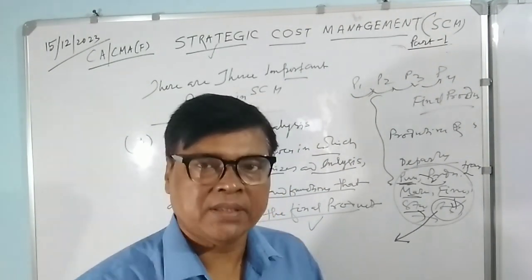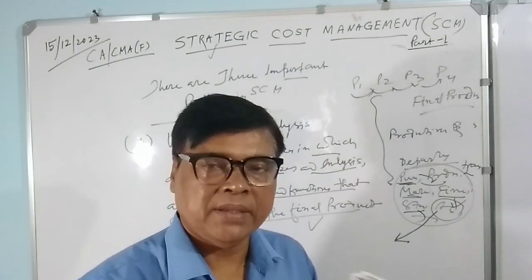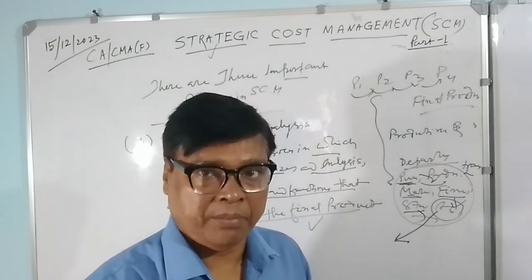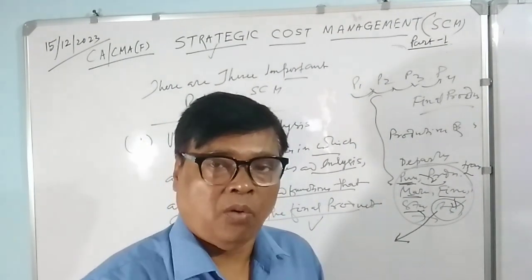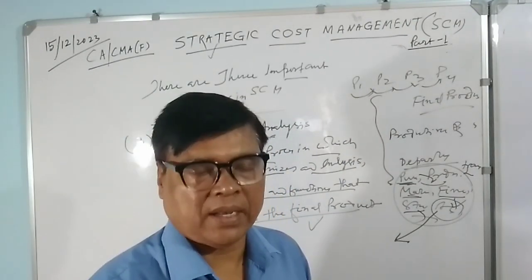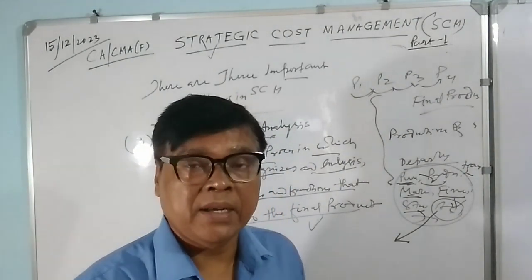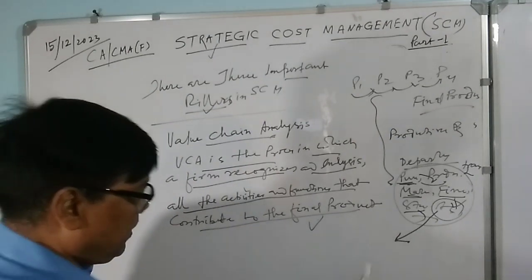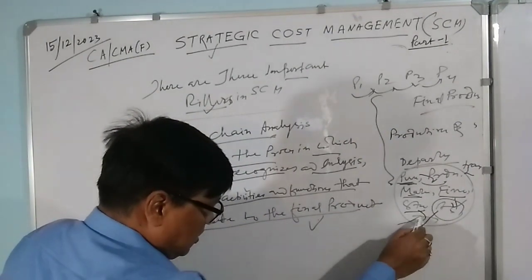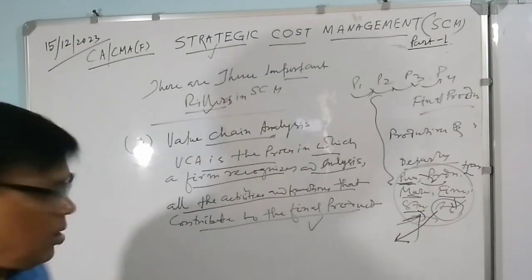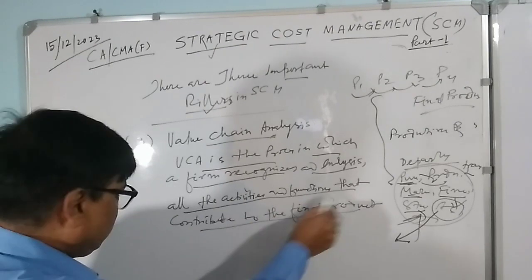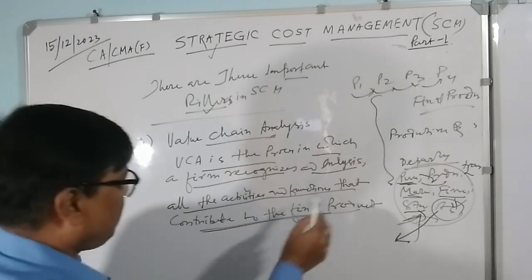It is a harmonious system. One department is a chain reaction with the other department. Unless and until all the departments function successfully, your organization's goal will not be achieved. So that is the activities function that contribute to the final product.